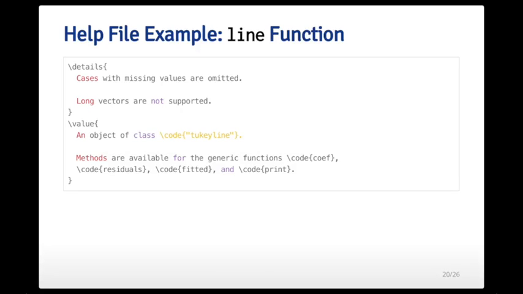And then lastly, there's the value section. The value section describes what is returned by the function. Some functions don't necessarily return anything useful. In particular, plotting functions often don't return anything. They just have the side effect of creating a plot. And so in this case, the line function returns an object of class tukeyline.